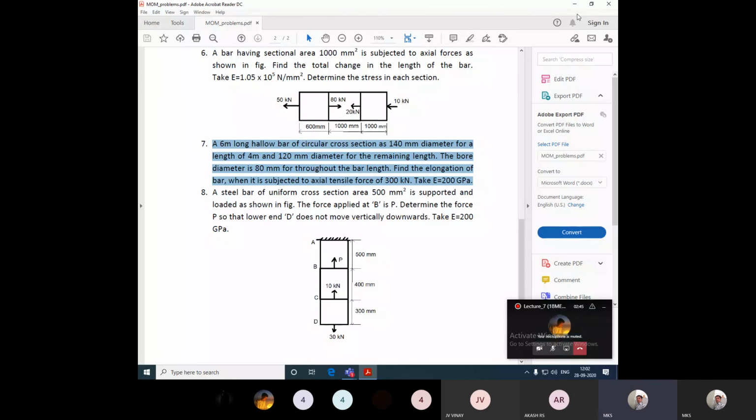Note on the seventh problem. It is a problem on varying load type problem. So not varying cross section type.